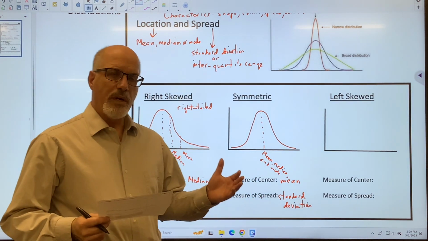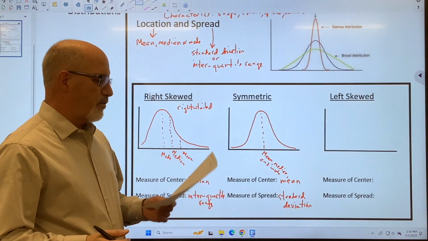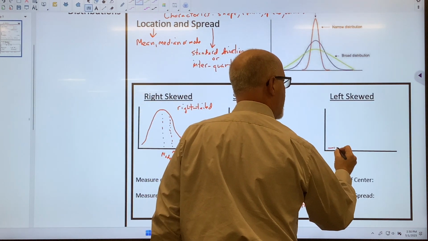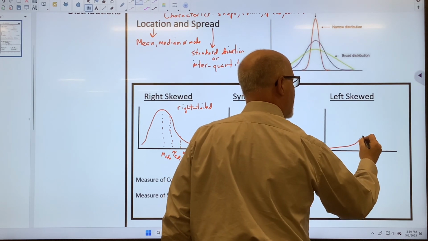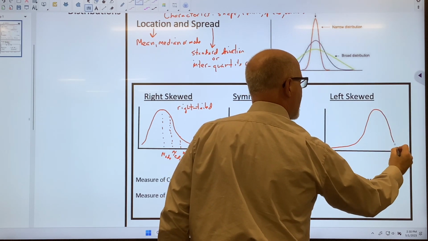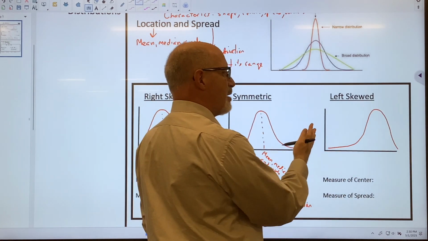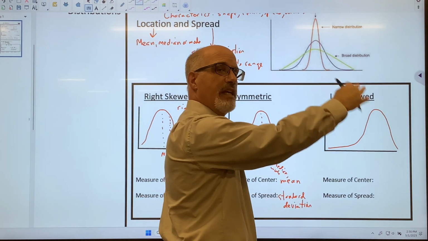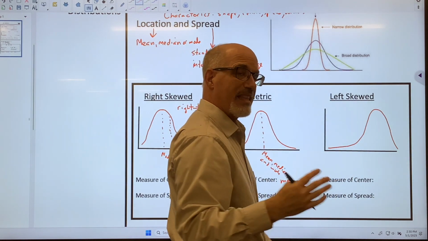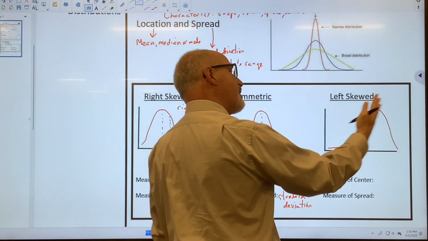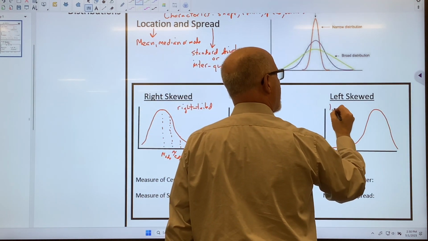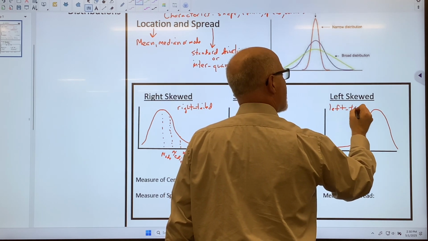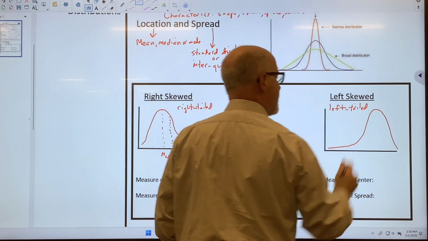All right, so the last one's going to be left skewed for us. Left skewed is where you have a left tail. So it starts low here, but has some outlying values up here, and then it has values over here. A lot of times people will think that because the hill in the graph is on the right side, it's right skewed. It's where the tail is. So we think of left skewed as left tailed. That's where the tail is on the left side.